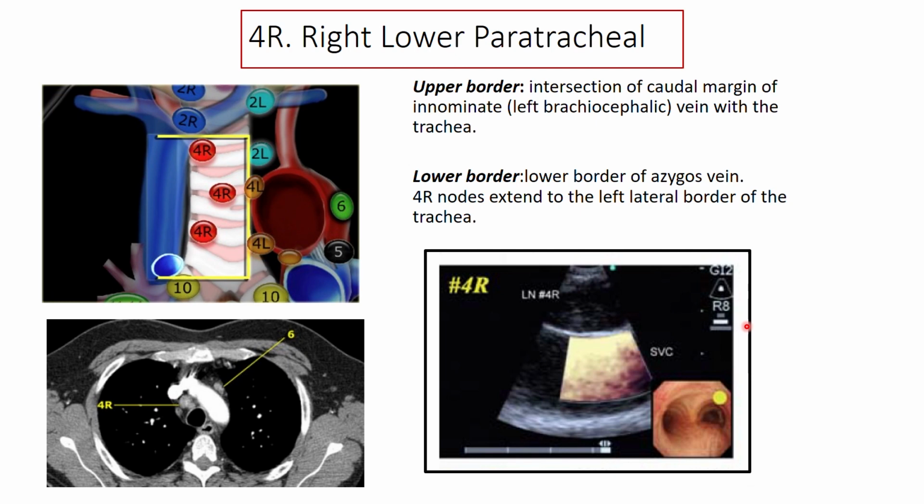Now coming to a very important and very commonly approached node, the right lower paratracheal. The upper border here is the intersection of the lower margin of the innominate vein and the lower border is the azygous vein.